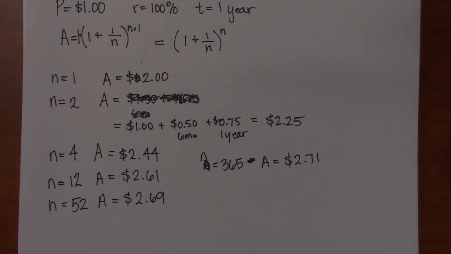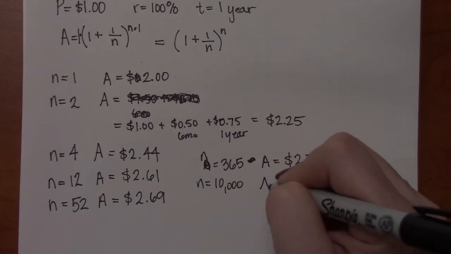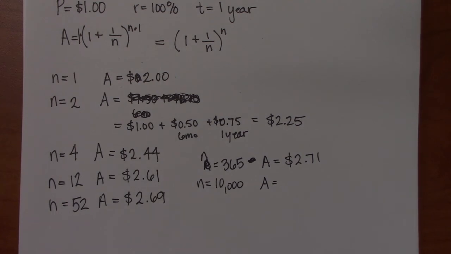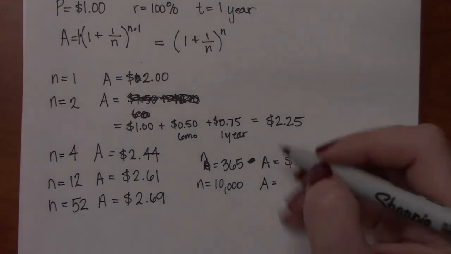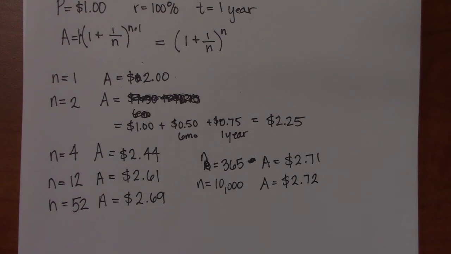Now, let's go nuts, and let's say that I did it 10,000 times. So that would give me 1 plus 1 divided by 10,000, raised to the 10,000. And I would have $2.72 in the account. So what can you tell me about these numbers, other than they're going up? They're definitely increasing as we compound the interest, but what's happening about the way that they increase? Yeah, the gains are getting smaller, right? It's still going up, but it's getting smaller.